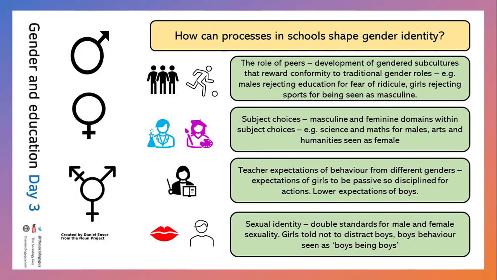Subject choice is another way in which schools shape gender identity. Each subject tends to belong to a certain gender domain, so maths and sciences tend to be in the more masculine domain, and arts and humanities are seen as being more in the feminine domain. Despite changes that we've seen in society where girls are being more accepted into science and maths, and there are more girls doing science and maths than ever before, we still see the arts and humanities as being part of the feminine domain.